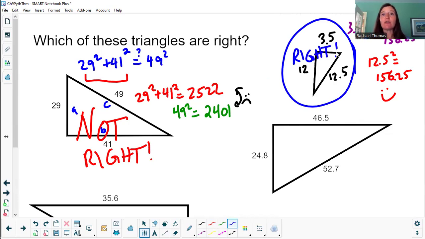I could even go so far as to say this 2401, this longest side, it's too small. Not only is it not equal to a squared plus b squared, but it should be bigger. It's too small. That means this triangle is actually acute. So the angle might be like 89.4 instead of 90 degrees.